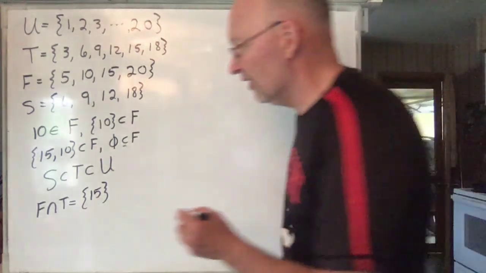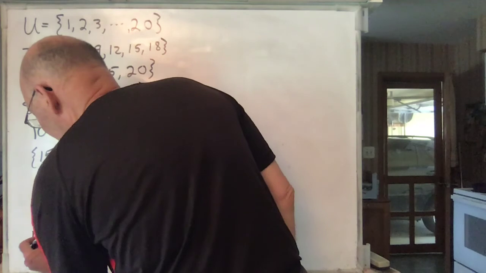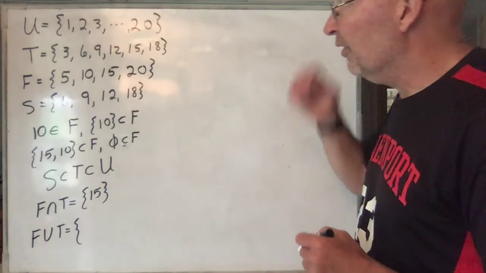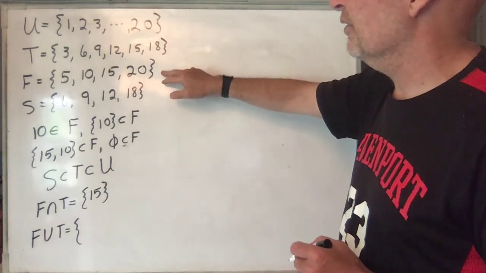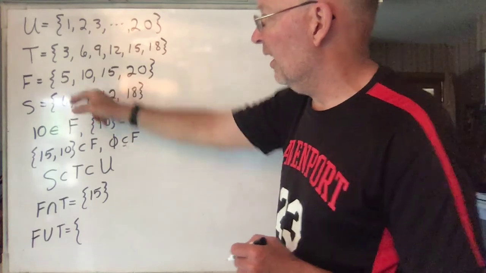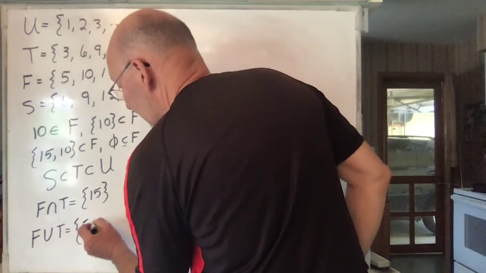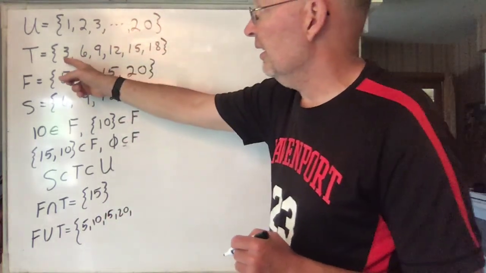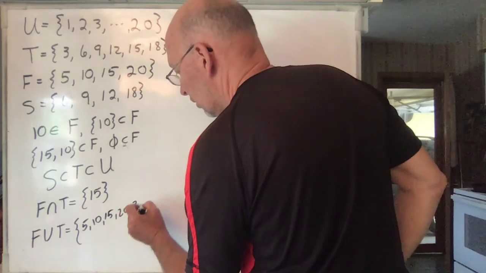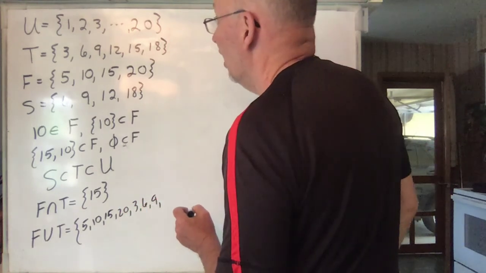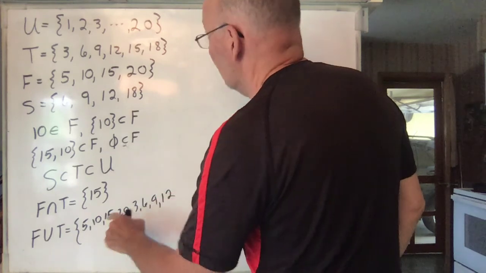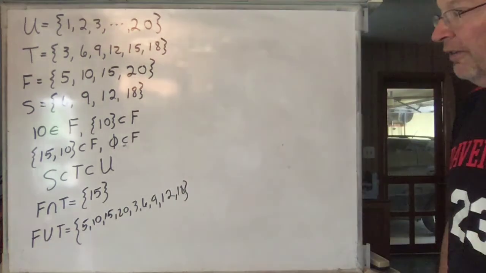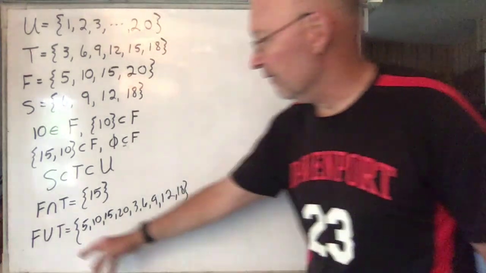If we wanted to, we could say, what is the union of F and T? So here's F, here's T. So it's going to be all the things in F: 5, 10, 15, 20. And then all the things in T: 3, 6, 9, 12. We already have 15, notice, so we don't put it again. 18. Okay, so there's F union T, the union of F and T.